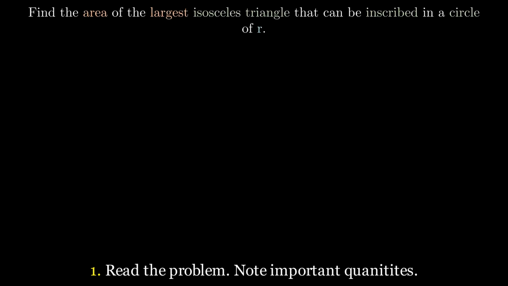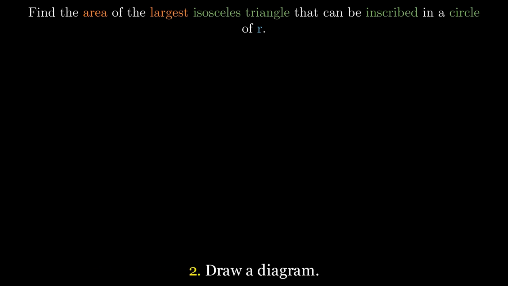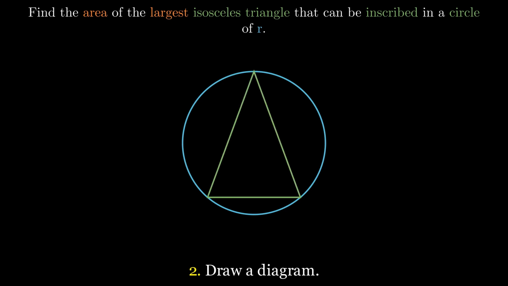This time around, I have a much simpler problem statement for you all. The question is to find the area of the largest isosceles triangle that can be inscribed in a circle of radius r. We repeat step 1 once again and highlight important information in the problem. We now complete step 2, drawing a diagram. We make ourselves a circle and then draw an isosceles triangle inside it.